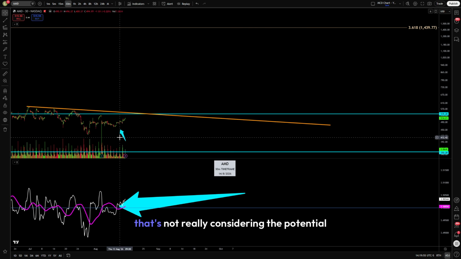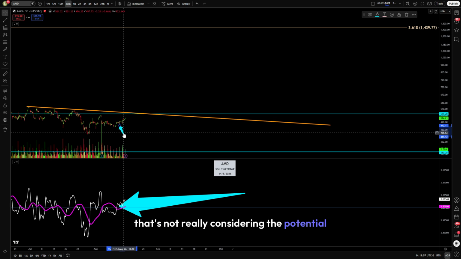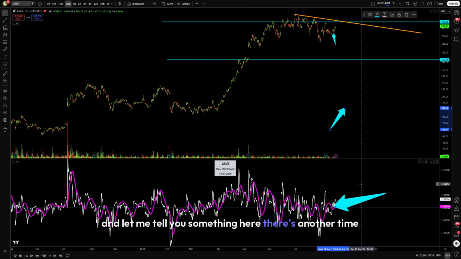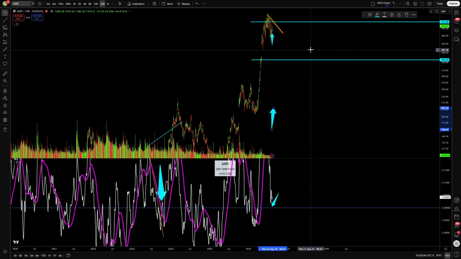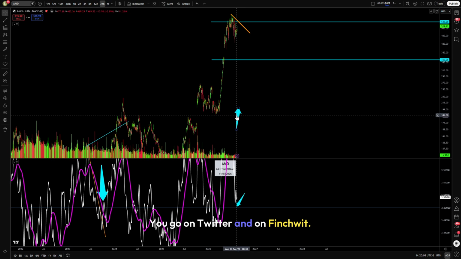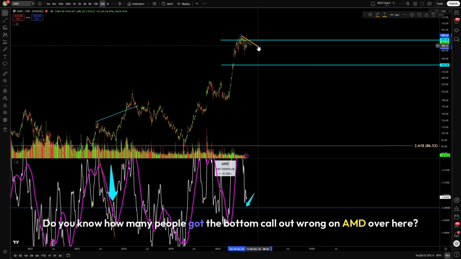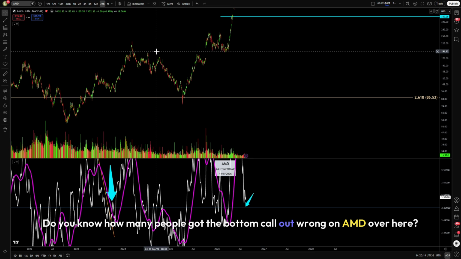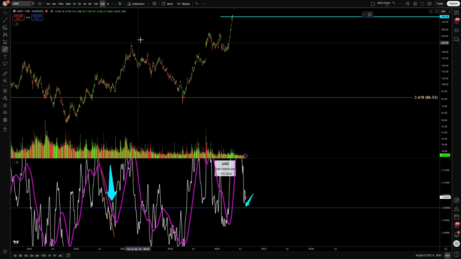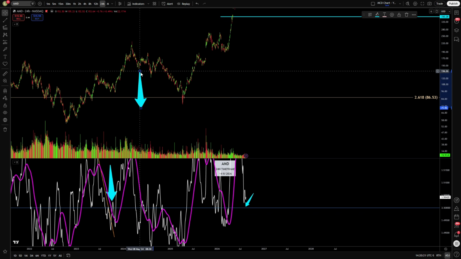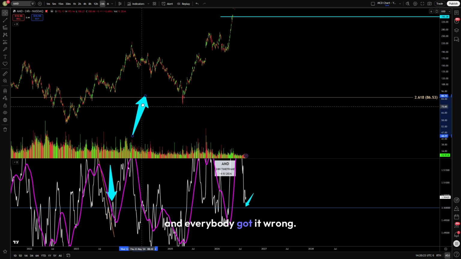5%. I mean, not really. That's not really considering the potential. There's a lot of potential here for AMD, but it was never easy. And let me tell you something here. There's another time, and this is on Twitter. You go on Twitter and on FinTwit. Do you know how many people got the bottom call out wrong on AMD over here? Right here. This was probably one of the most vicious sell-offs on AMD, and everybody got it wrong.